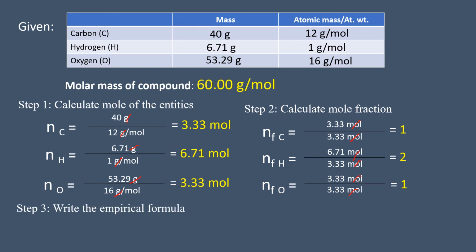Now we have step 3. Write the empirical formula of that unknown compound. It is derived from the calculated mole fraction of the entities. For carbon, we have one atom of carbon. For hydrogen, we have two atoms. And for oxygen, we have one atom. So the empirical formula is CH2O.